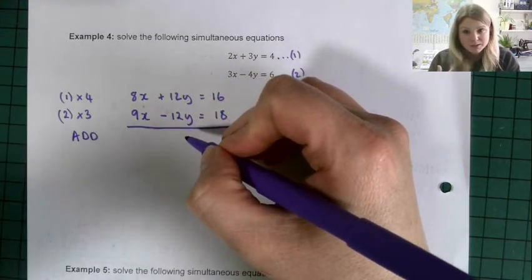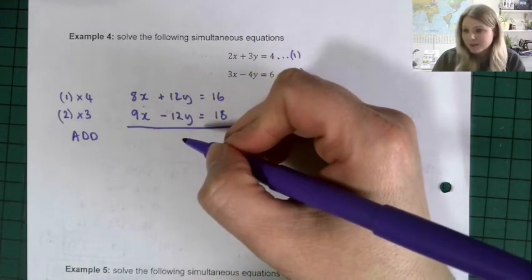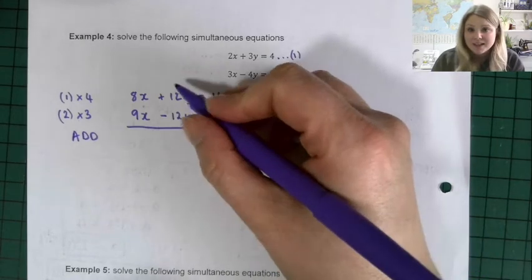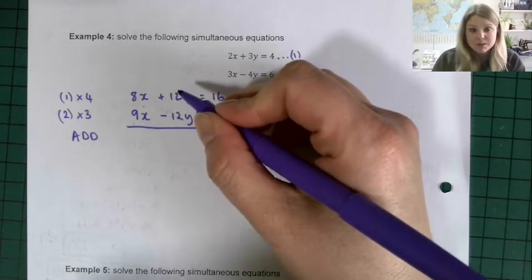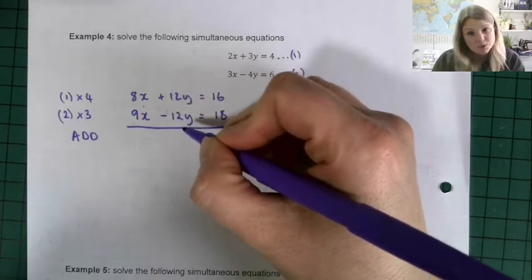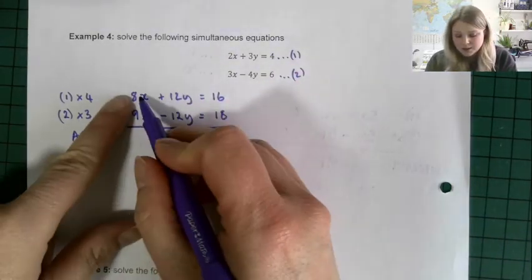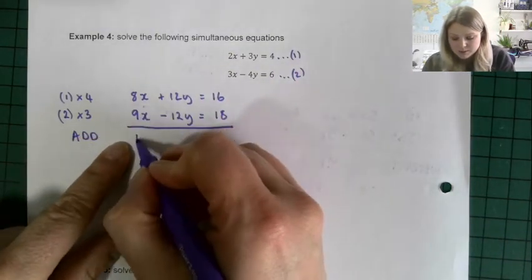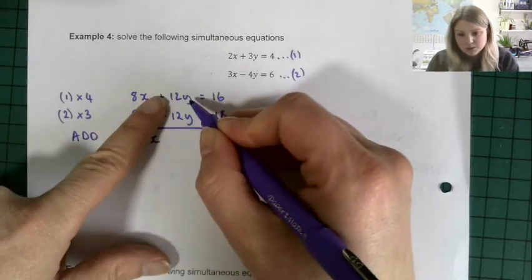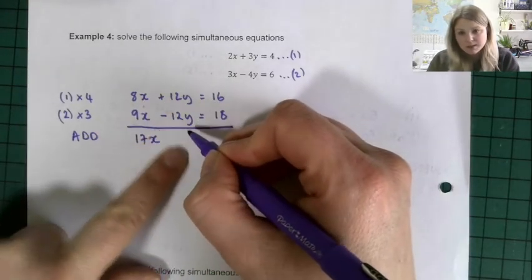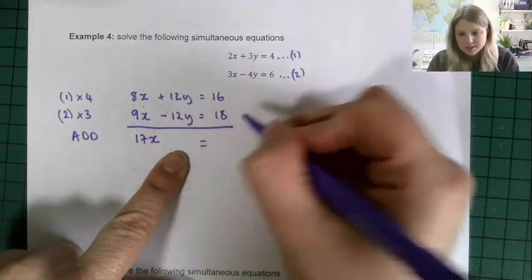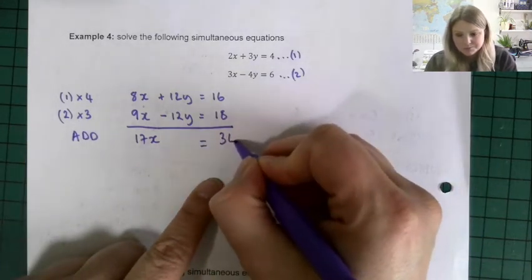So remember the wee sneaky rule is if the signs of the thing you're getting rid of are the same, you subtract. These are different, so we add. So adding together, 8x plus 9x gives me 17x. 12y add minus 12y gives me 0y. And 16 plus 18 gives me 34.